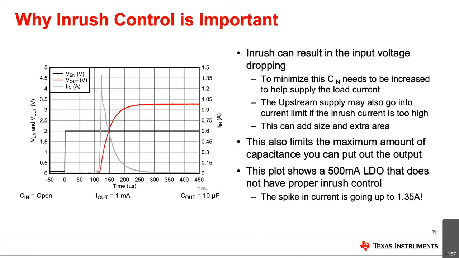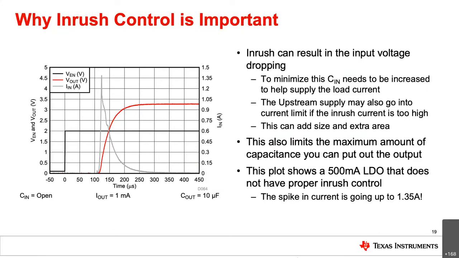To fix this, we actually recommend increasing the input capacitor to help supply the load current. But there are also some downsides to this as well, such as the upstream supply may also go into current limit if the inrush is too high, and the addition of size and cost due to the additional capacitor. This also limits the amount of capacitance you can then put on the output. So as you can see from this plot, this is a 500 milliamp LDO that does not have proper inrush control, and the spike goes all the way up to 1.35 amps.